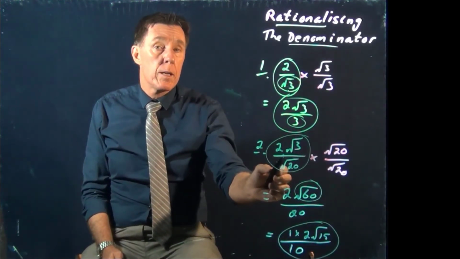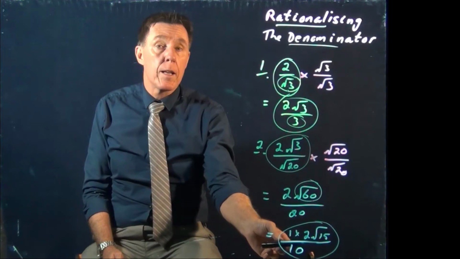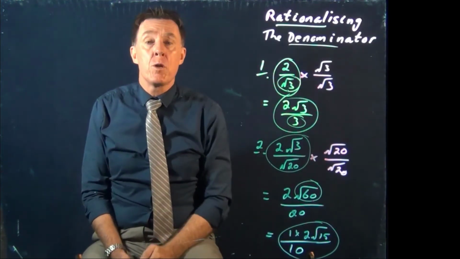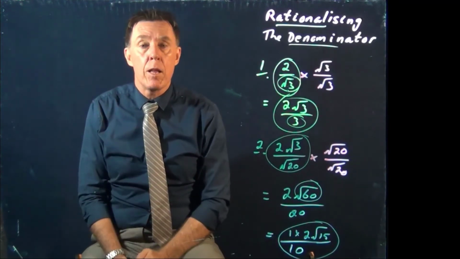Plug this in your calculator, get an answer. Plug this in your calculator, get an answer, and you'll find they're the same answer. Rationalising the denominator is a skill that we need for grade 11 and 12 Maths B.